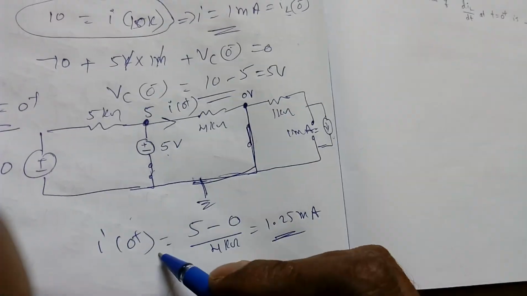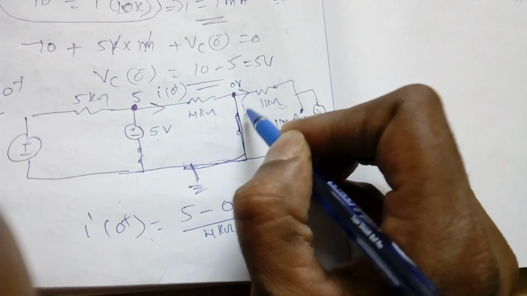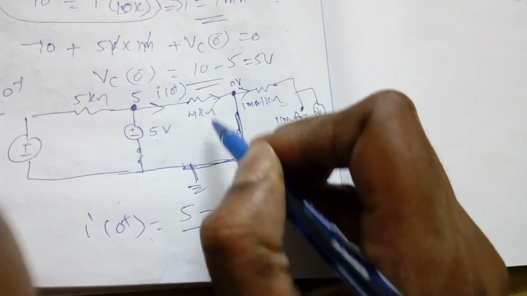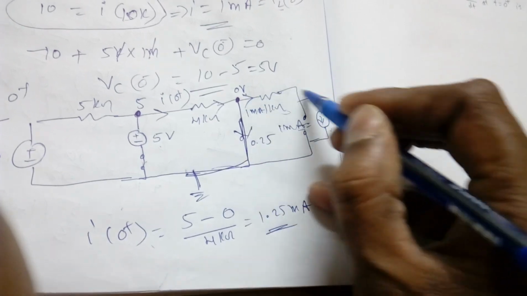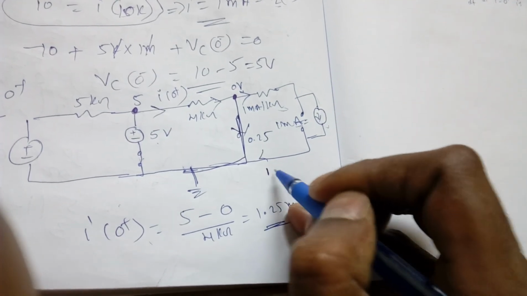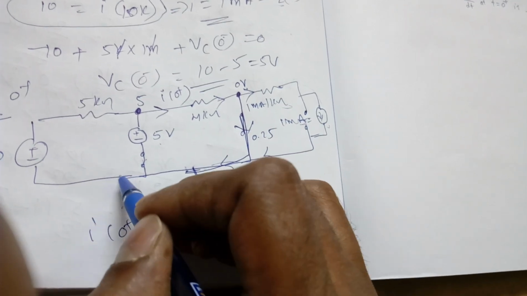Now how to prove? We know this 1 milliampere is coming here, so this is 1 milli and this is 1.25 we got. So what is the remaining current? 0.25. Again this is coming back here, which is 1 milli. What is again? 1.25 milli, right?